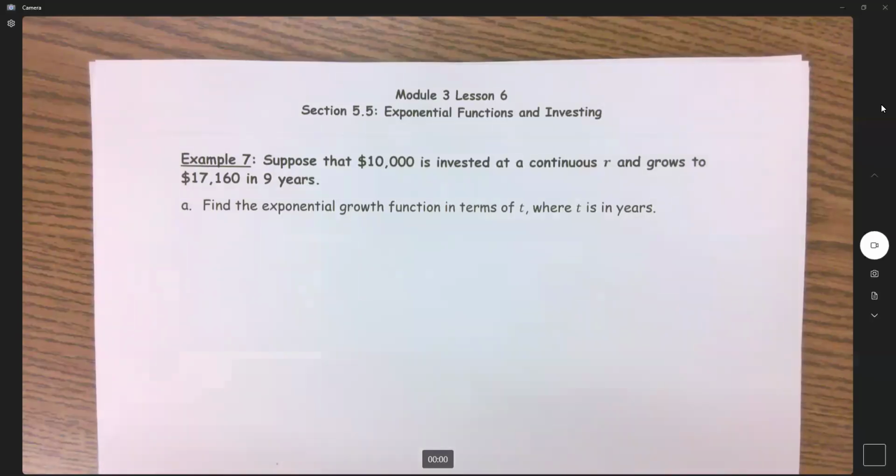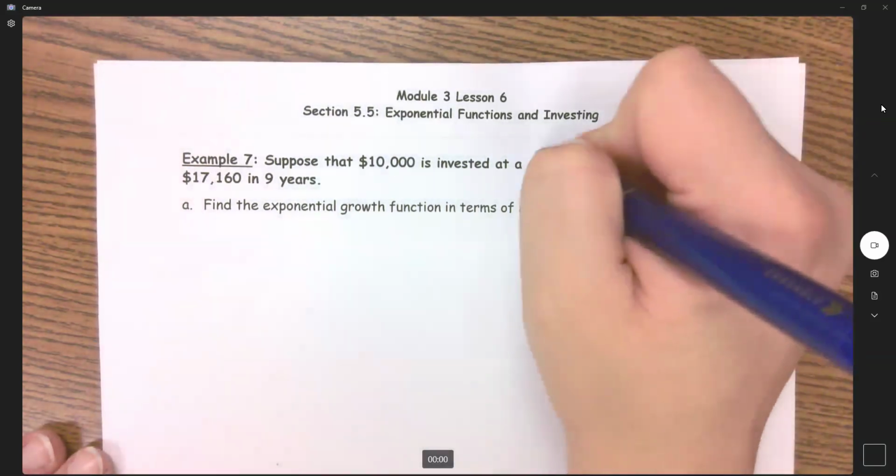All right, here's our last example here. It says, suppose that $10,000 is invested at a continuous R and grows to $17,160 in 9 years. Part A wants us to find the exponential growth function in terms of t, where t is in years.